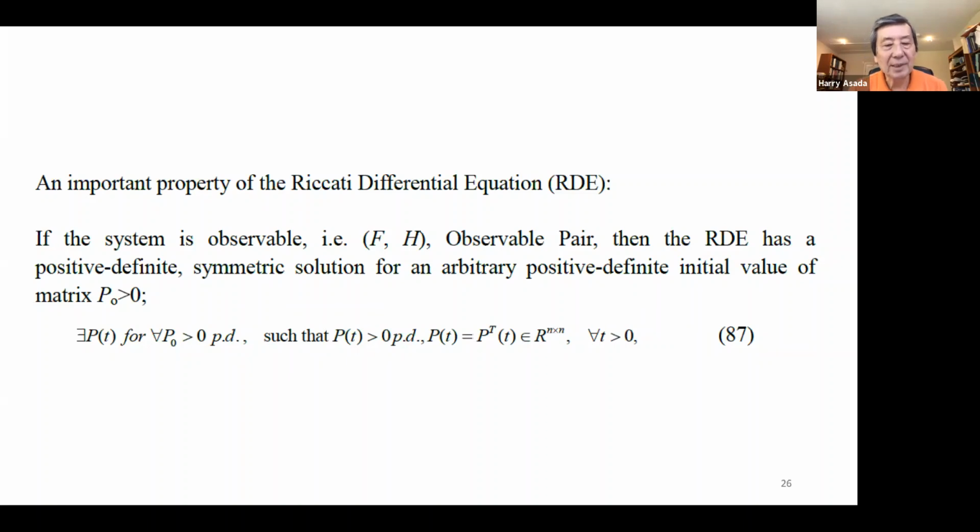But it is known that the Riccati differential equation has good, acceptable solutions if the following conditions are met. First of all, the system must be observable, F and H must be an observable pair. And you pick the initial condition P naught to be symmetric, positive definite, okay? Then hereafter, the Riccati differential equation has solutions that are all the way positive definite and symmetric, and that is usable for the Kalman gain.